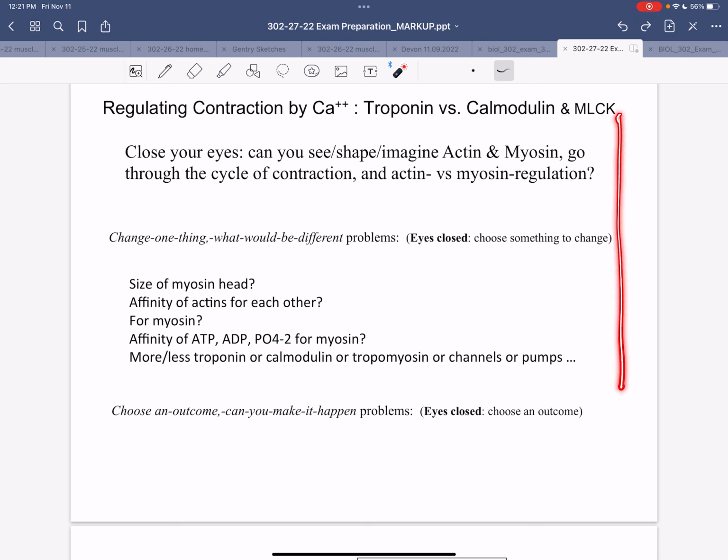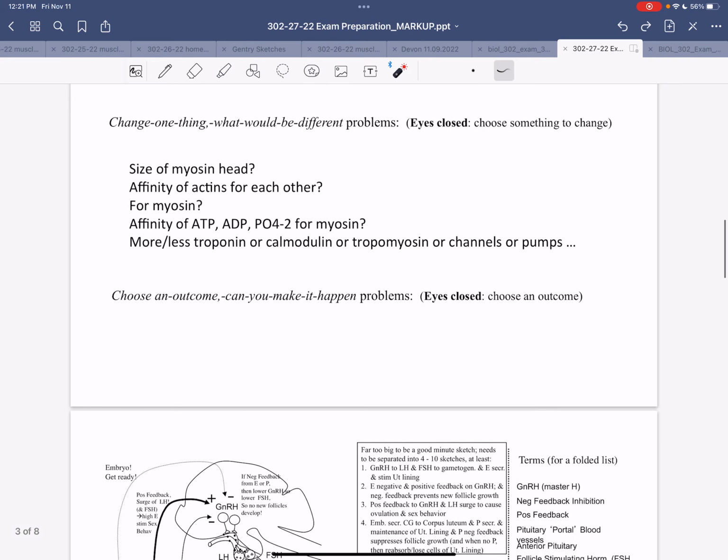And for all of this, you can listen, and you just need to find the part where I start talking about regulation of contraction with calcium, troponin, and calmodulin. It's about a 10 or 15-minute segment, and it works you through some problems.